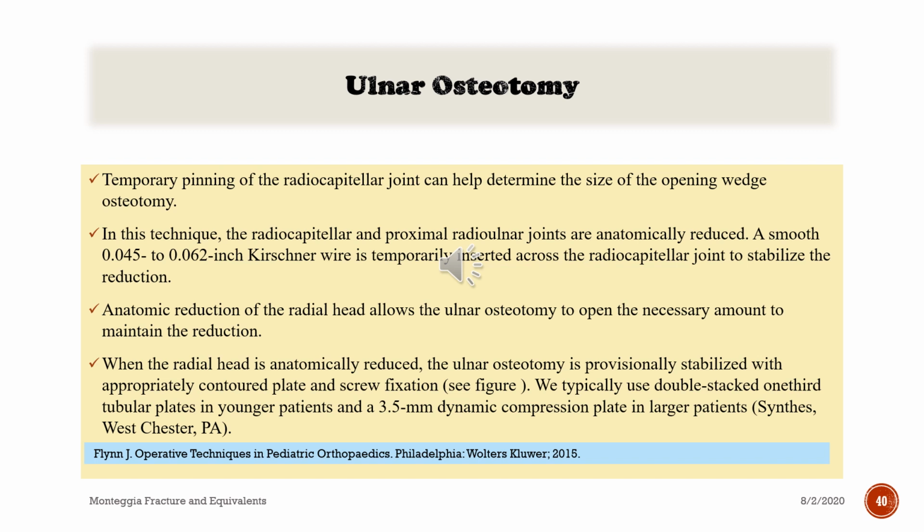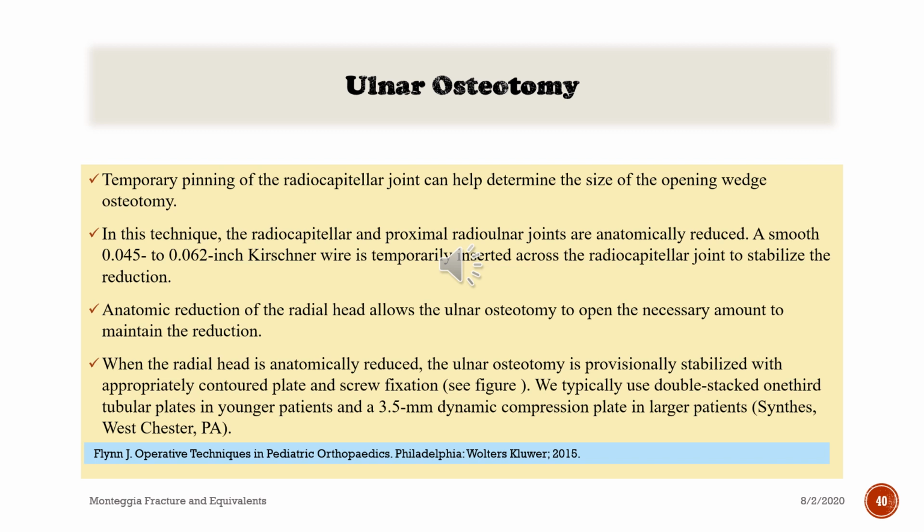Temporary pinning of the radiocapitellar joint can help determine the size of the opening wedge osteotomy. In this technique, the radiocapitellar and proximal radioulnar joints are anatomically reduced. A smooth 0.045 to 0.062 inch Kirschner wire is temporarily inserted across the radiocapitellar joint to stabilize the reduction. Anatomic reduction of the radial head allows the ulnar osteotomy to open the necessary amount to maintain the reduction.